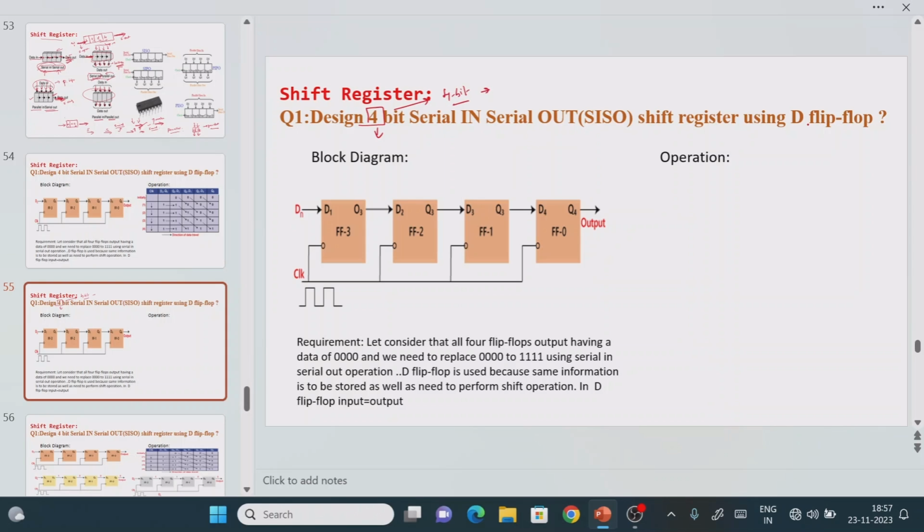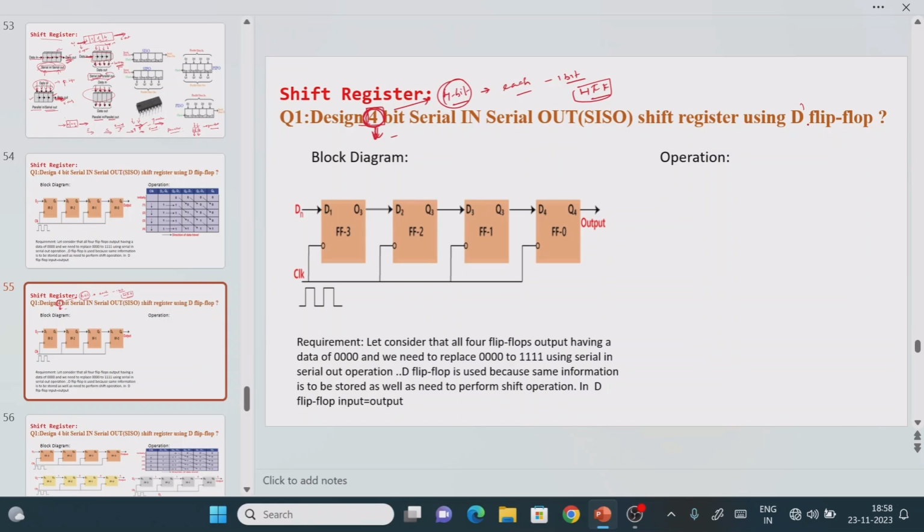4-bit means it is going to store 4-bit information, right? As we discussed in the previous classes, each flip-flop can store only 1-bit information at a time. But if you want to store 4-bit information, how many flip-flops are required? 4 flip-flops are required. The first point to remember is that if you want to store multi-bit information, we require multiple flip-flops. In this case, the given question is to design the 4-bit shift register. So 4-bit means 4 flip-flops are required.